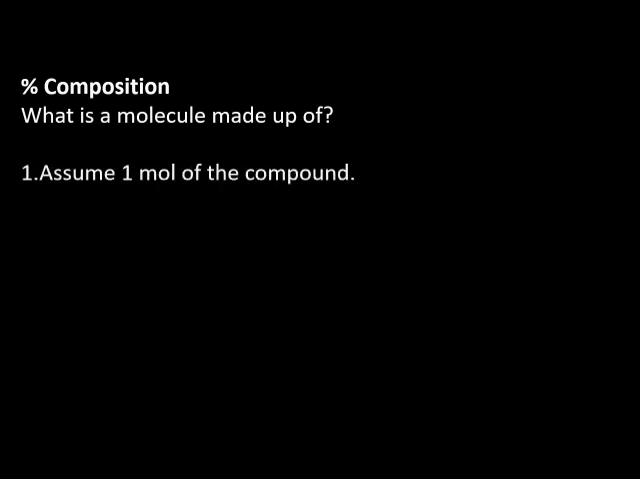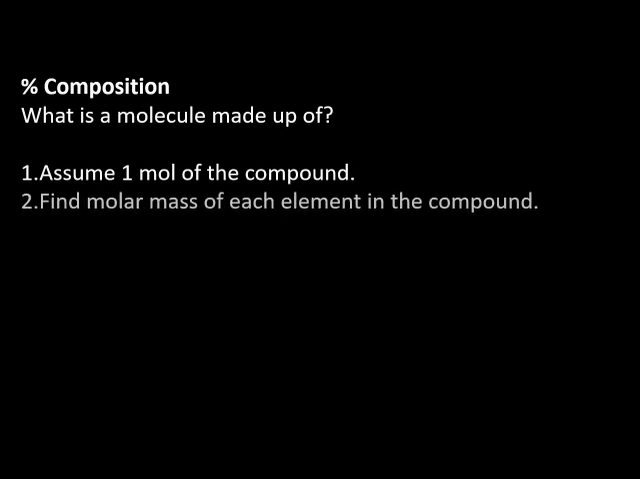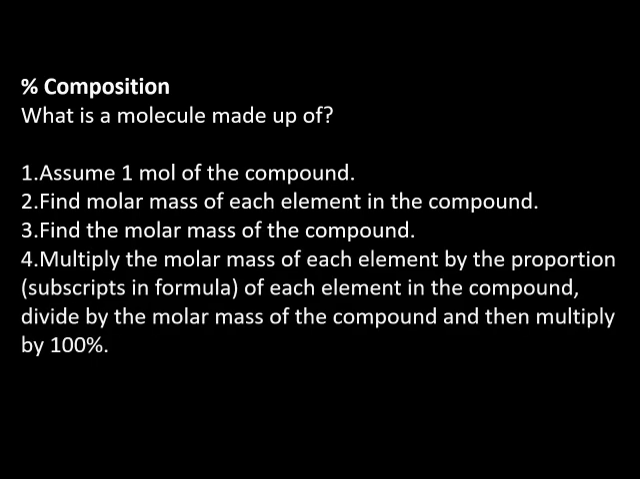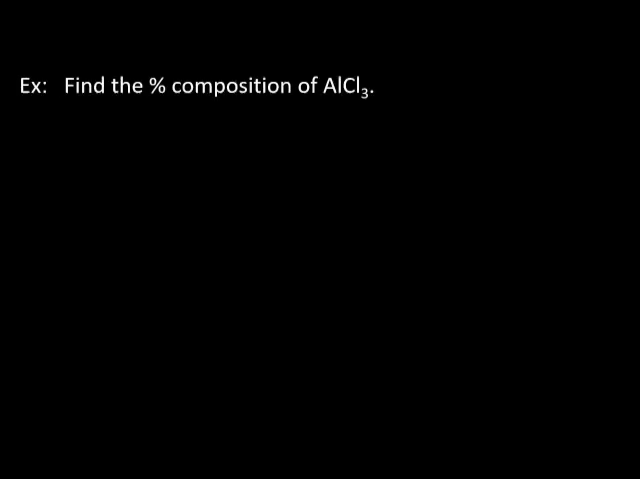Okay, so we assume that we have a mole of the compound. We find the mass of each element in the compound. And then from that, we find the molar mass of the compound. We take the molar mass of each element, multiply it by the subscripts in the formula, the proportions, then divide by the overall molar mass of the compound, and multiply by 100%. Okay? So those are the steps that we go through. So let's see how this looks.